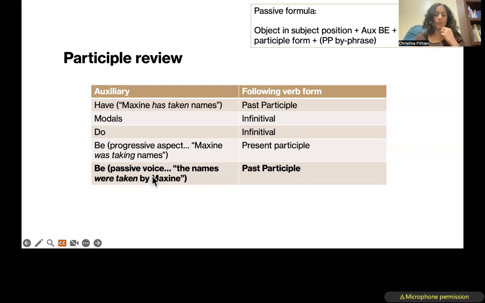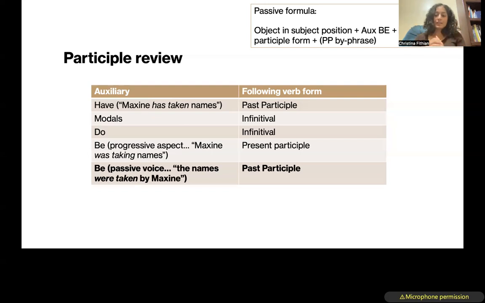But with be, passive voice, now we're going to get whatever the version of be is, and we're going to see past participle form here. So just like we saw with auxiliary have, Maxine has taken names, we still have taken as our past participle form with passive voice be. And we get the names were taken by Maxine. Now, this is something, if you're a native English speaker, you don't really think about very much. You just kind of automatically do this.